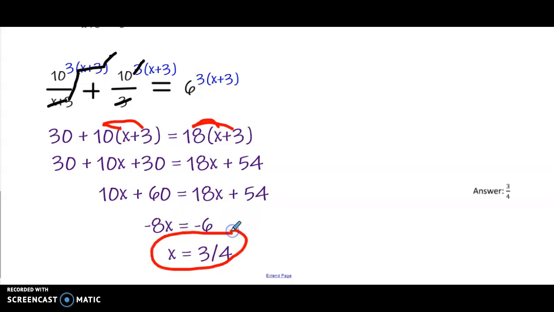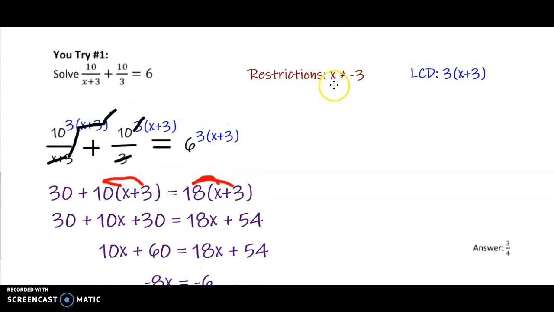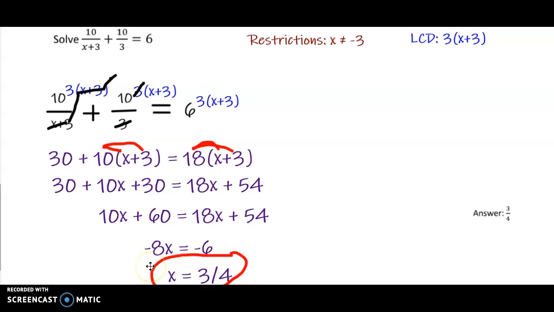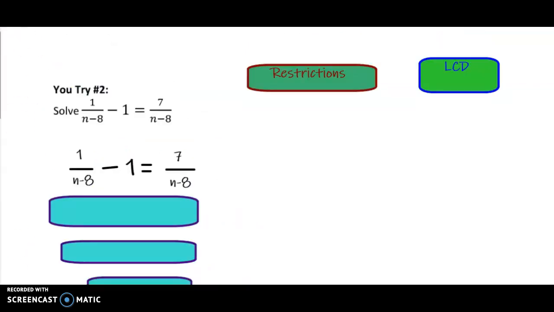Now I just need to double check that it is not a part of my restriction. Well, my restriction was that x could not be negative 3. 3/4 is not negative 3, so therefore 3/4 is an answer. Okay, moving along to the second you try. So I want you again to pause the video, try the problem on your own, and then come back and look.